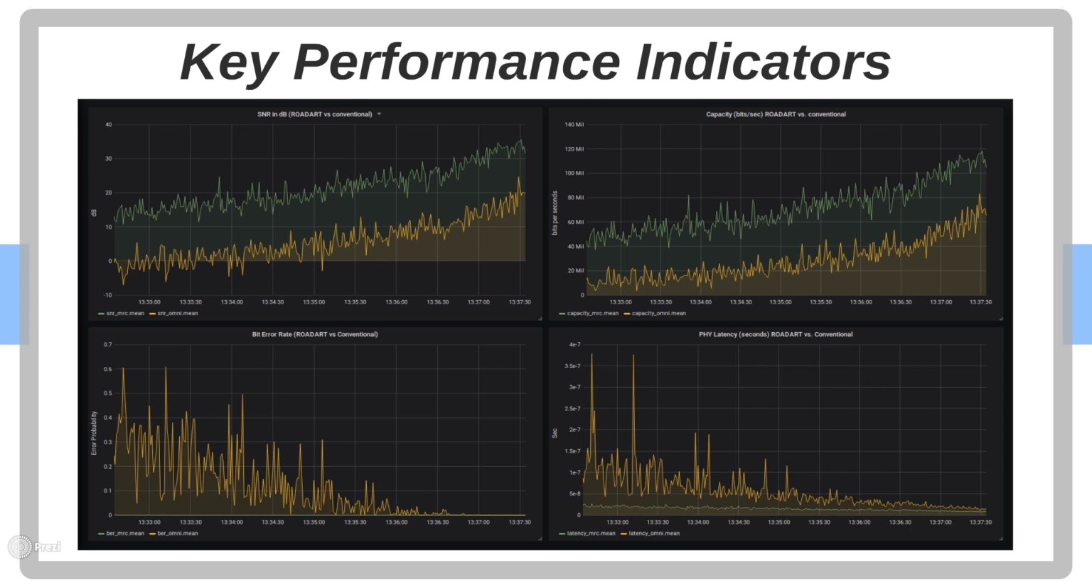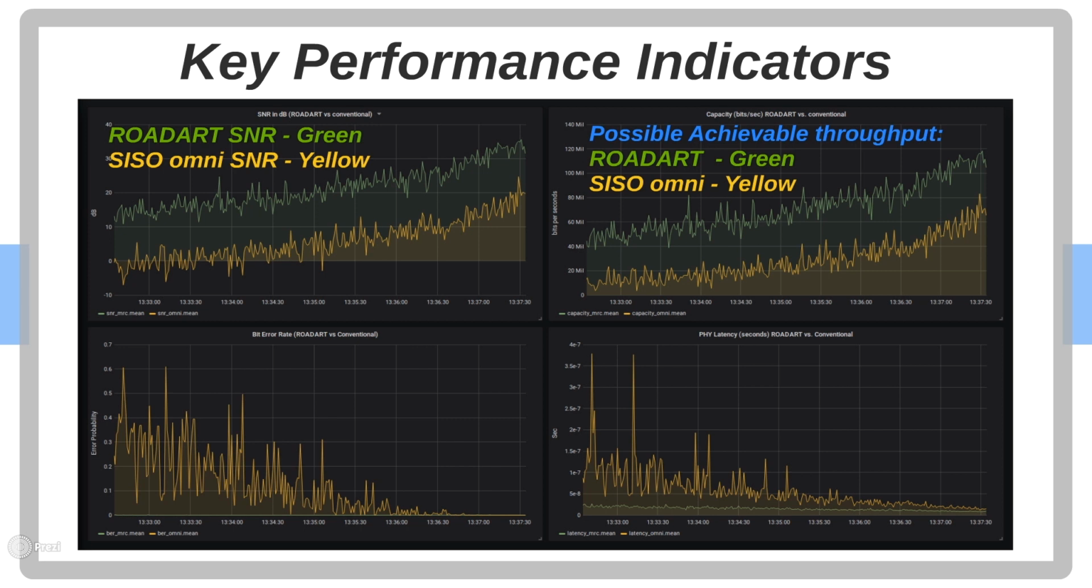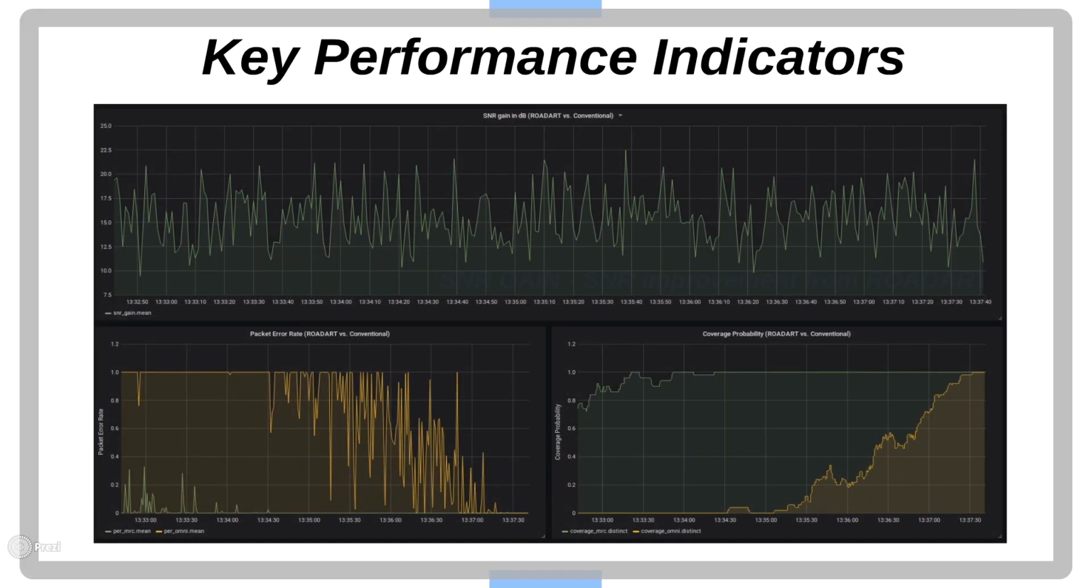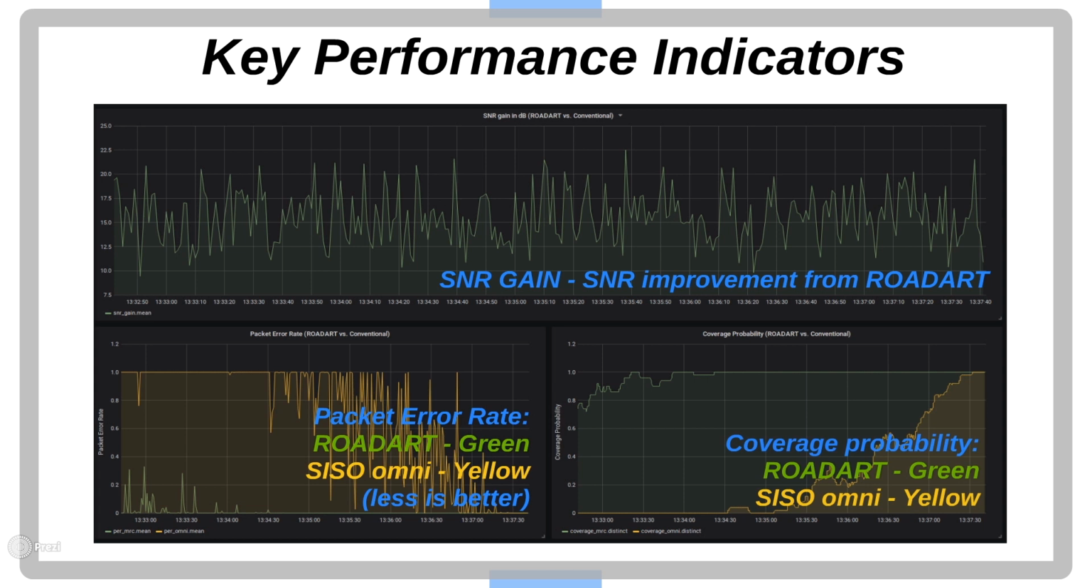More specifically, signal-to-noise ratio for ROADART versus conventional V2V transmission, achievable throughput in the available wireless channel, bit error rates where visible peaks indicate failures of the conventional scheme, latency, the leak level measured in the physical layer, the SNR improvement due to the ROADART platform, the packet error rate, and the coverage probability that determines the link availability.